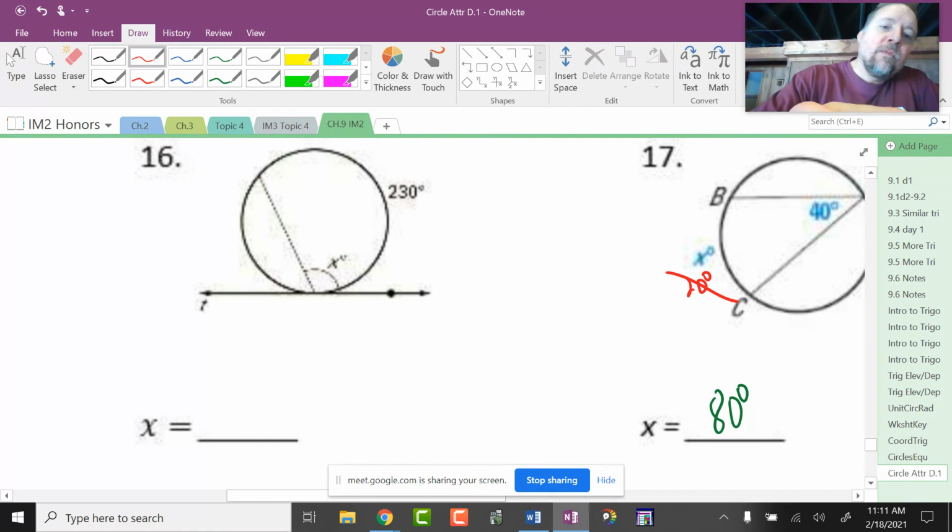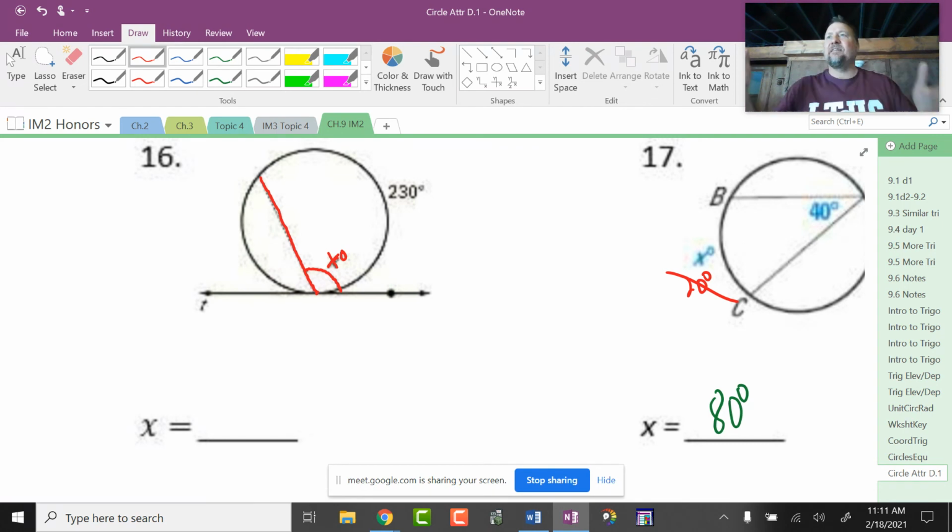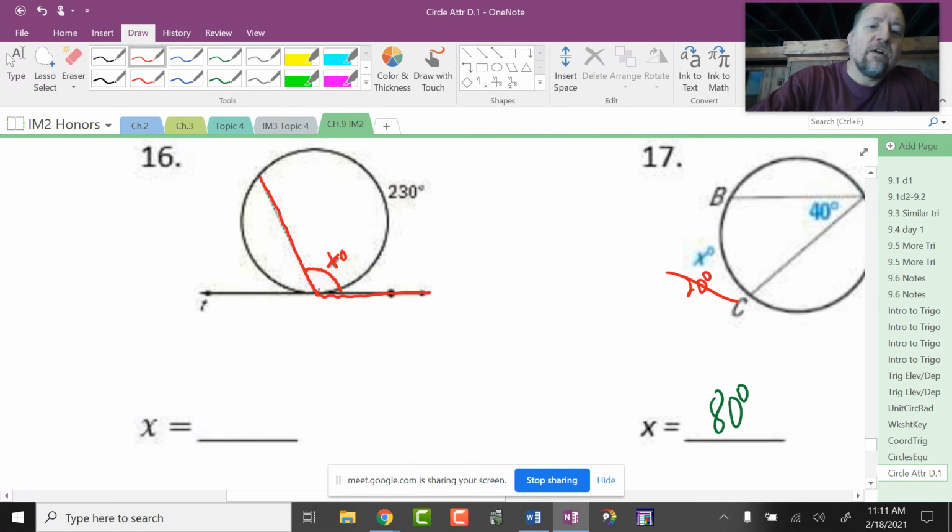I know that. Okay, this is weird. This one, if I asked you what you would call this, you would probably get it wrong. Because you might initially say it's a chord tangent angle, but there's nothing that says chord tangent out there. And this angle actually just cuts one arc, not two. So that's the arc that it cuts.